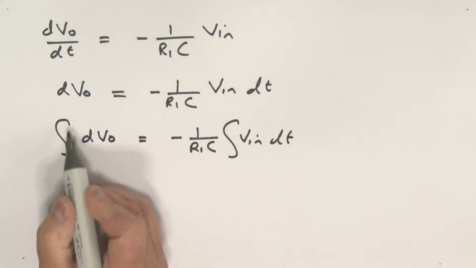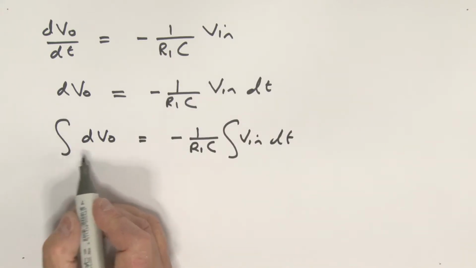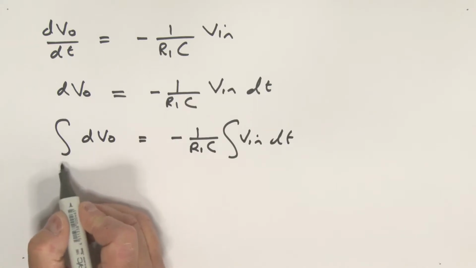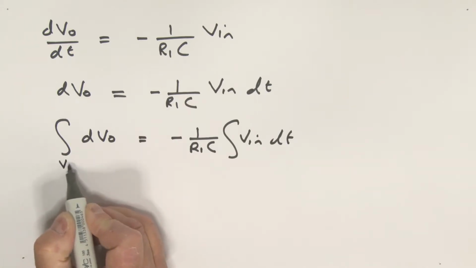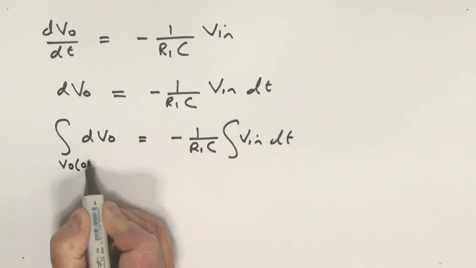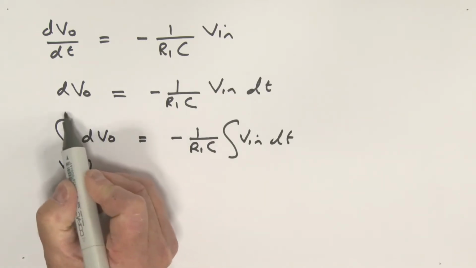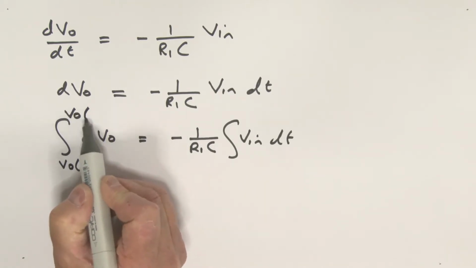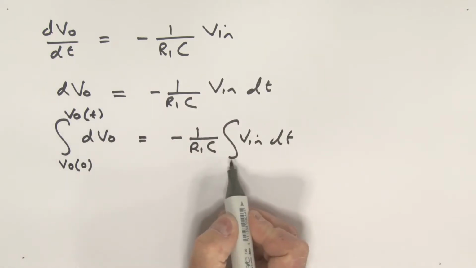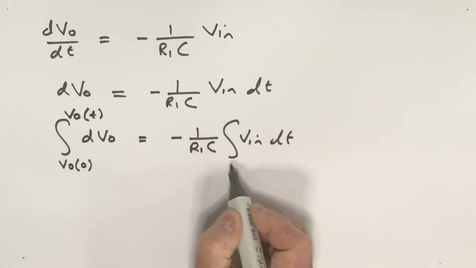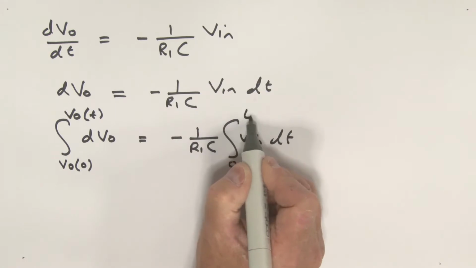All right, now let's look at our limits over here. We're going to say that our limit for VO would be the initial value of VO, so I'll call it VO at time 0, all the way up to a value of VO at time t. And then our limits of integration over here would be simply 0 and t.